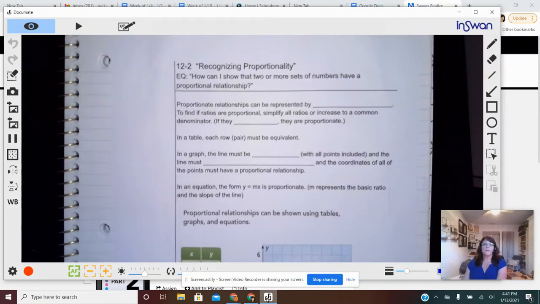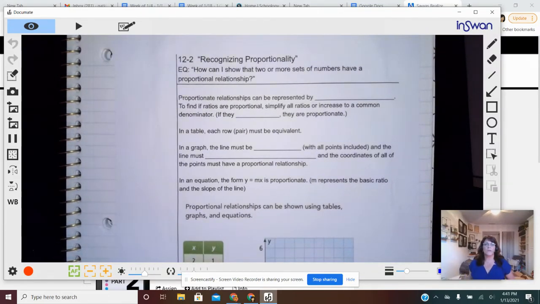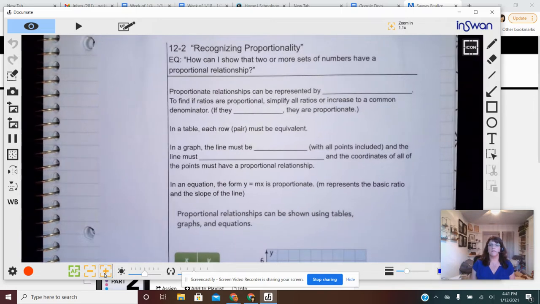Good afternoon. So we are moving on through topic 12 to the idea of proportionality. And we talked about proportionality briefly in lesson 12-1, and we're really going to focus on it today. So we want to be able to show that two or more sets of numbers have a proportional relationship.